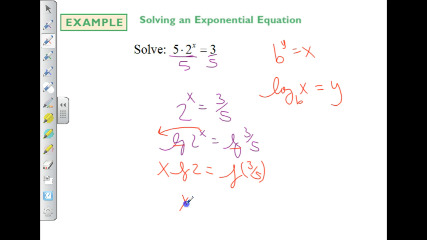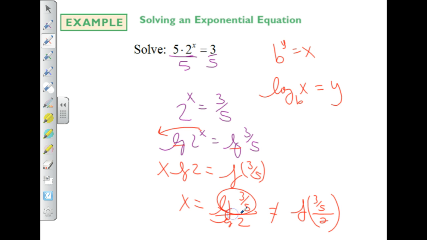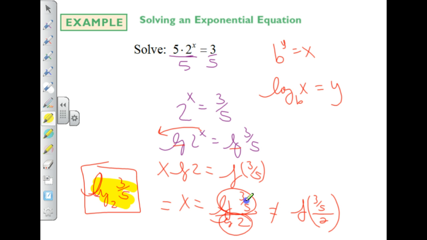Now, be careful here. Some of you know some log properties, and you might think that this is the same thing as the log of 3/5 divided by 2, and that's simply not true. So you actually have to type in the log of 3/5 and then divide that by the log of 2. That's actually equal to the log of 3/5 base 2. So my final answer could have been this, because this is equivalent to this.